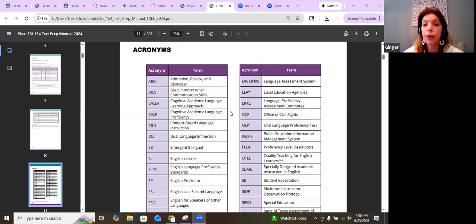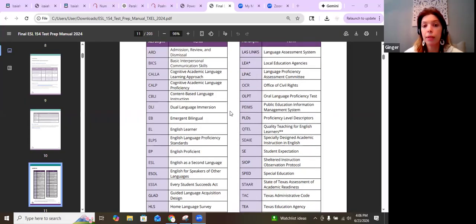OCR stands for Office of Civil Rights. OLPT stands for Oral Language Proficiency Test. PEIMS is Public Education Information Management System. PLDS is Proficiency Level Descriptors.